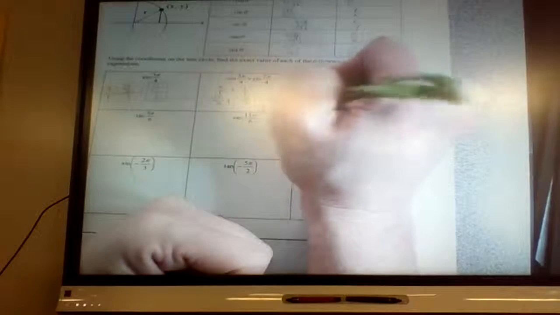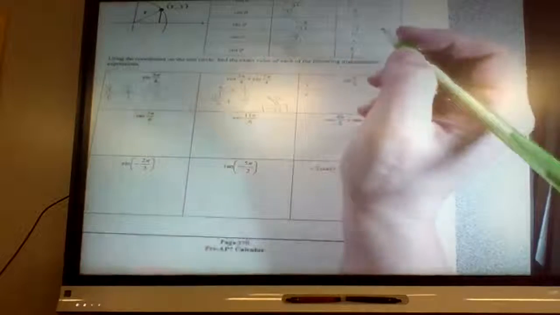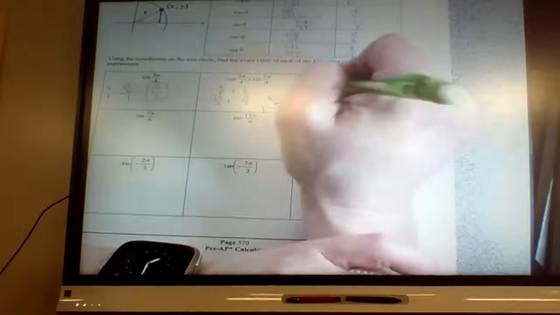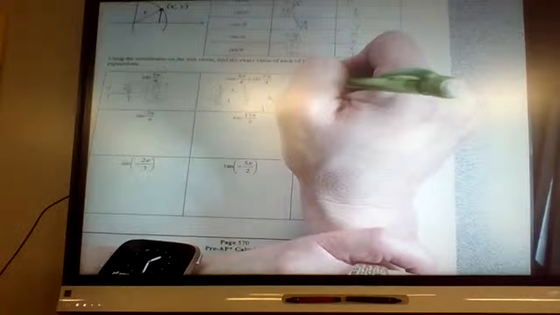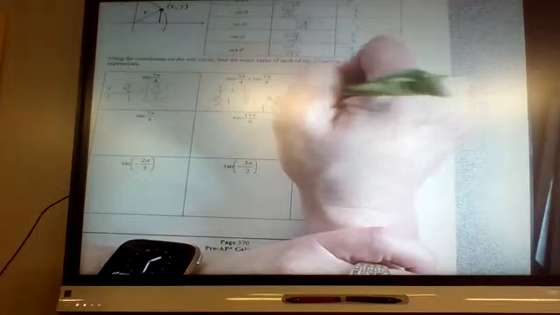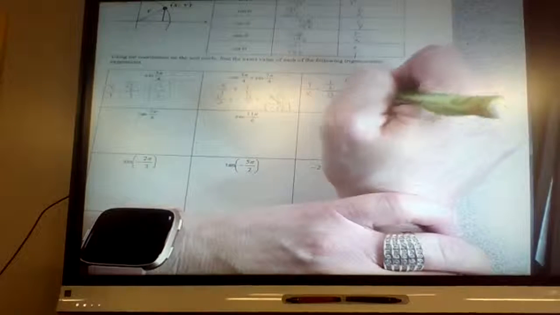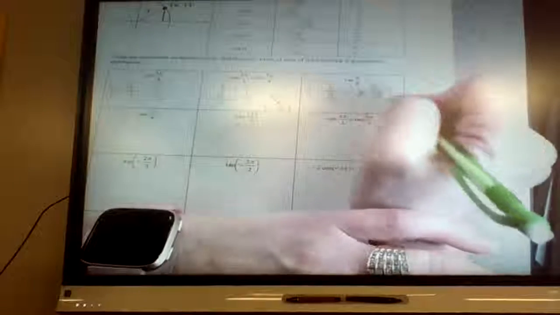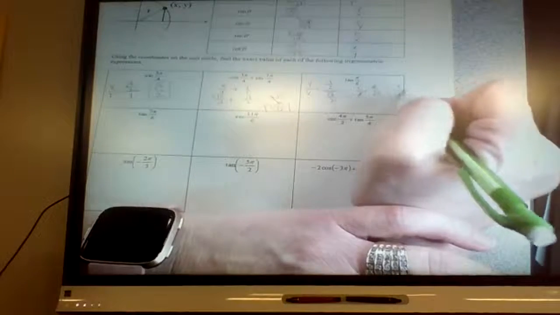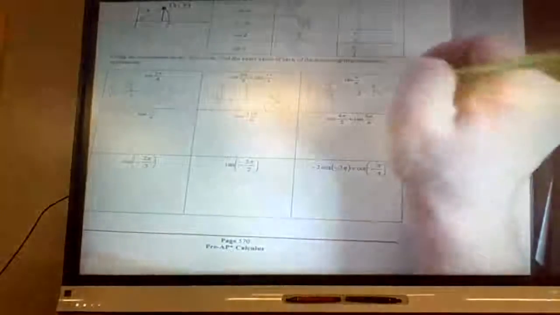Okay, tangent of pi over 6. Tangent is y over x. So for pi over 6, what's y? And x is square root of 3 over 2. So you've got to flip and multiply. You get 1 over the square root of 3. I'll let you keep that for now.